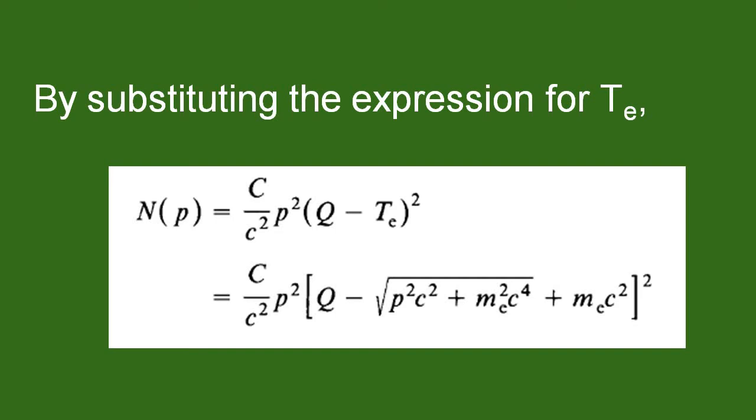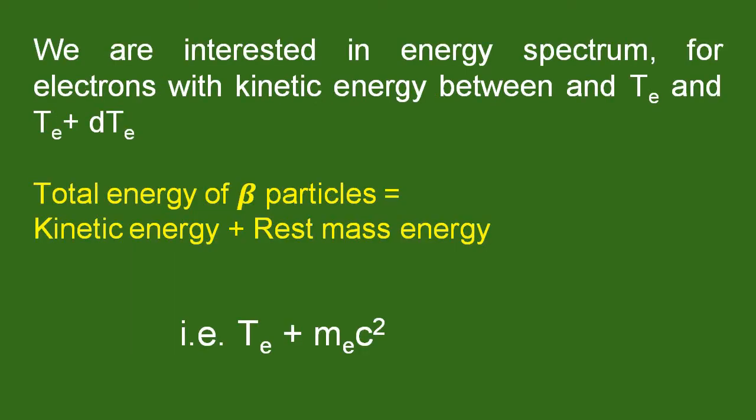And also in the starting session, we have drawn a figure, that means the energy spectrum of beta decay. So this we have already mentioned. We are interested in the energy spectrum for electrons with the kinetic energy between Te and Te plus dTe. For momentum, we have written it as p and p plus dp. And we know that the total energy of beta particles can be written as its kinetic energy plus rest mass energy. Te is the kinetic energy, and me c square is the rest mass energy, where me is the mass of electron and c is the velocity of light.